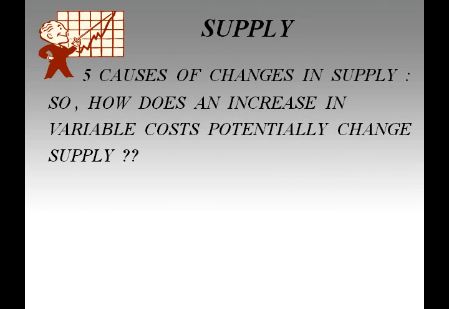Now, having been given a different perspective on costs, let's go back to the first thing that will affect a change in total supply to a market and shift a supply curve. And that was an increase in variable costs. So how does an increase in variable costs potentially change supply? And let's use an example.